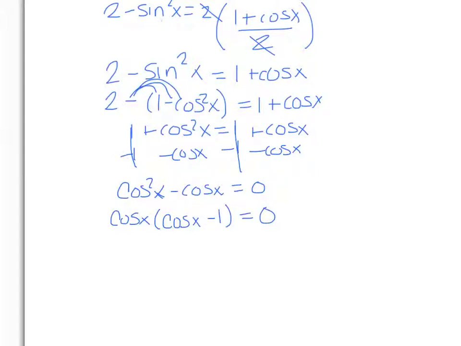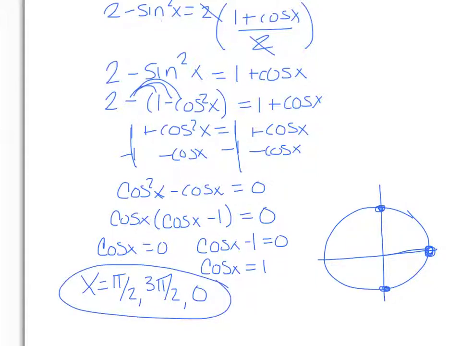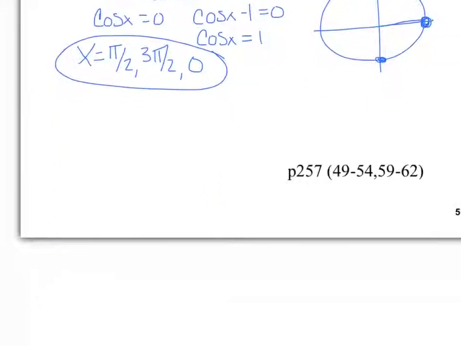So now that I have two things being multiplied, I can set each one equal to 0. This one's already solved, but this one I can move the 1 over. So on my unit circle, cosine of x equals 0. Cosine is the x value, so it equals 0 at pi over 2 and 3 pi over 2. So x equals pi over 2 and 3 pi over 2. And the x value equals 1 for the next one at 0, so then that 0 will also be an answer. And that is that.